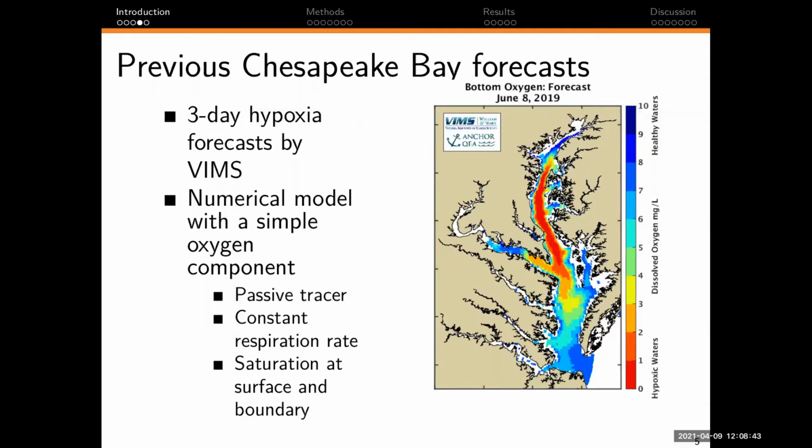At the opposite end of things, there have also been some studies using numerical models to predict short-term variations in oxygen. There's a group at Virginia Institute of Marine Science that set up these 3-day hypoxia forecasts. They build on top of NOAA's operational forecast systems that model temperature, salinity, and currents for the next 3 days. And they add a simple oxygen component on top of that model. It just treats oxygen as a passive tracer with a constant sink, so a constant respiration rate, and it's set to saturation at the surface and the boundary.